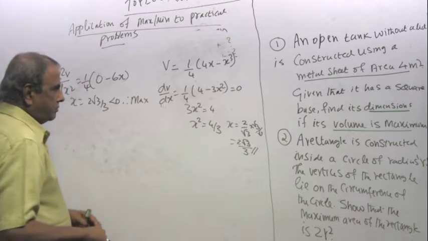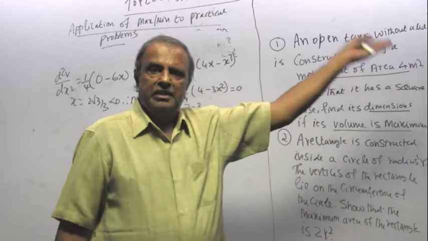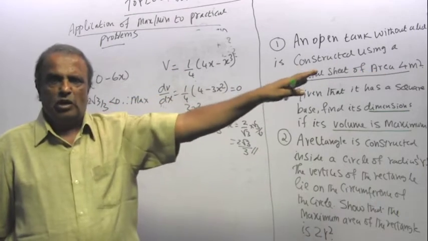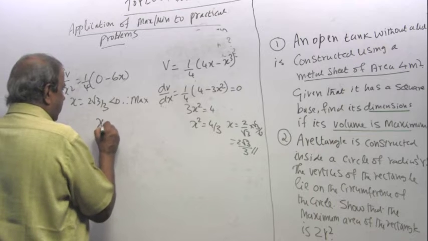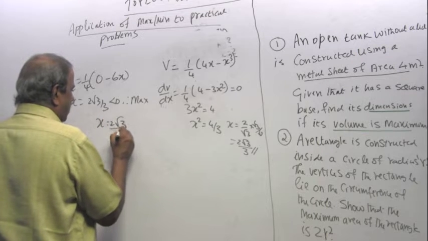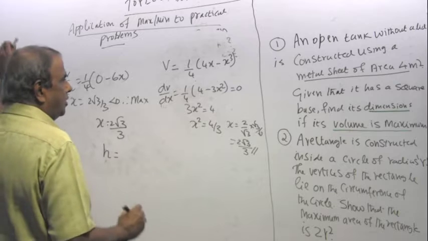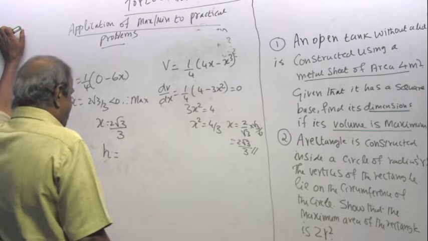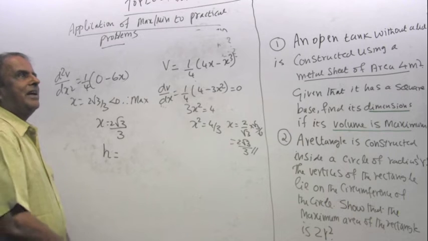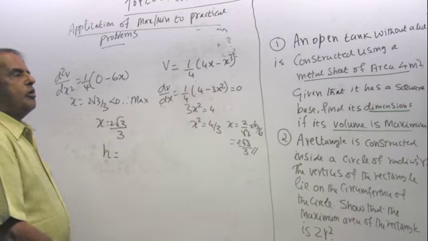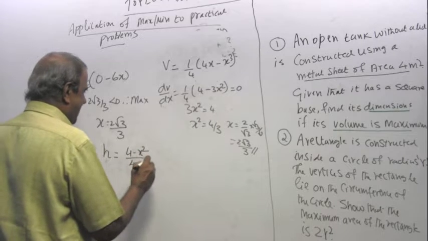Now, interpret your answers based on the question. The question is not asking for maximum volume, but the question is asking for what are the dimensions. So I got x equal to 2 root 3 over 3 and we had h is equal to, what did I have h as? I rubbed it off. Test of memory, yeah? h would be 4 minus x squared over 4x.